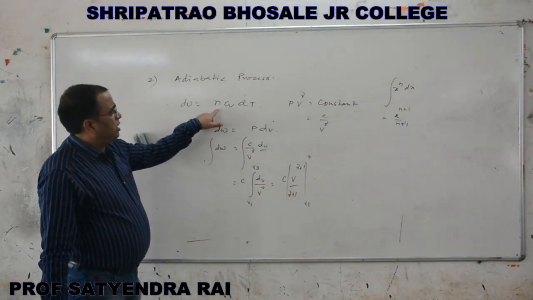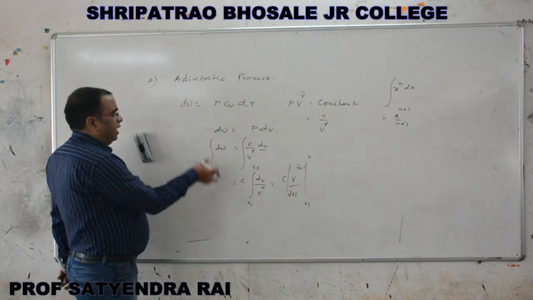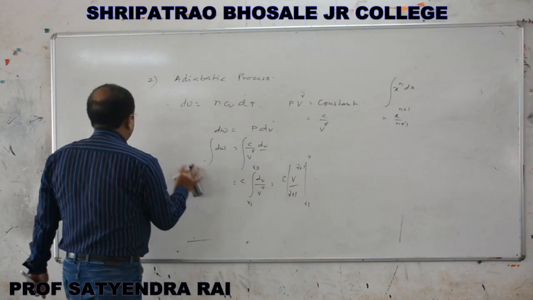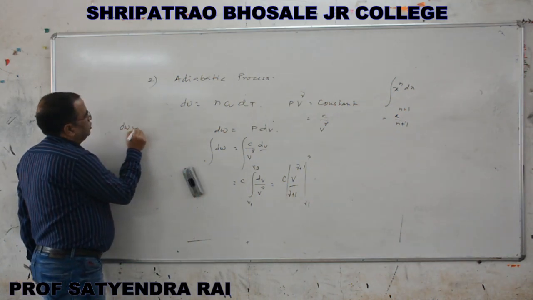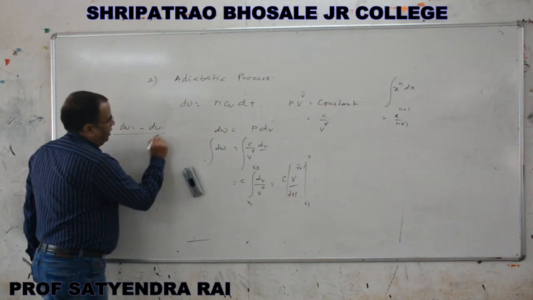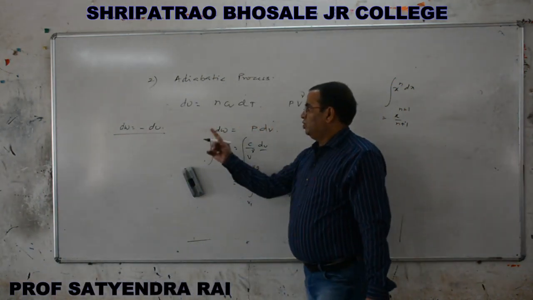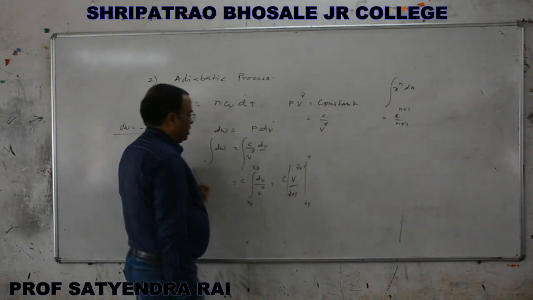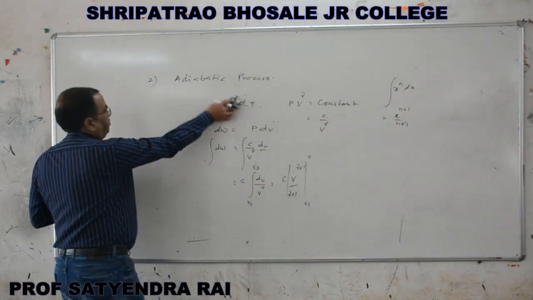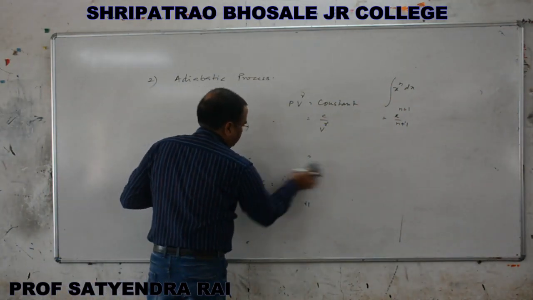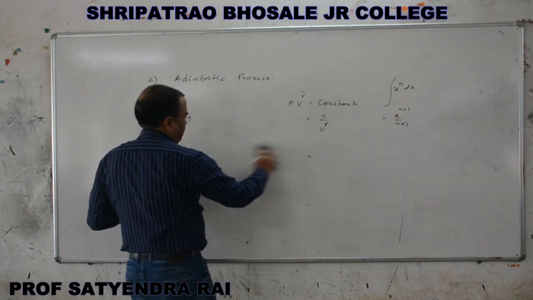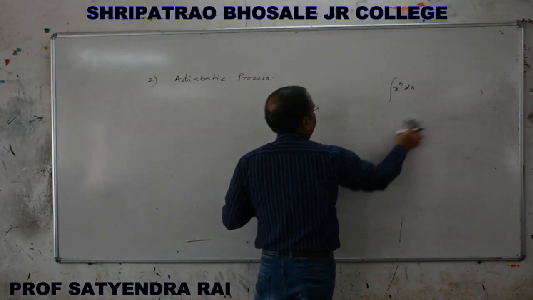So this is the way. Here we have another way, nCvdT, and dW. Since we have dW is equal to minus dU, we can make it equivalent to the loss in internal energy, the work done by the gas. So there are ways; in whatever way we can calculate it like this.